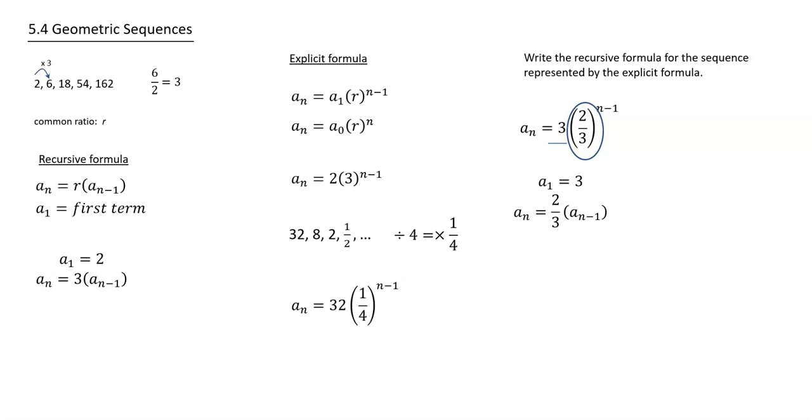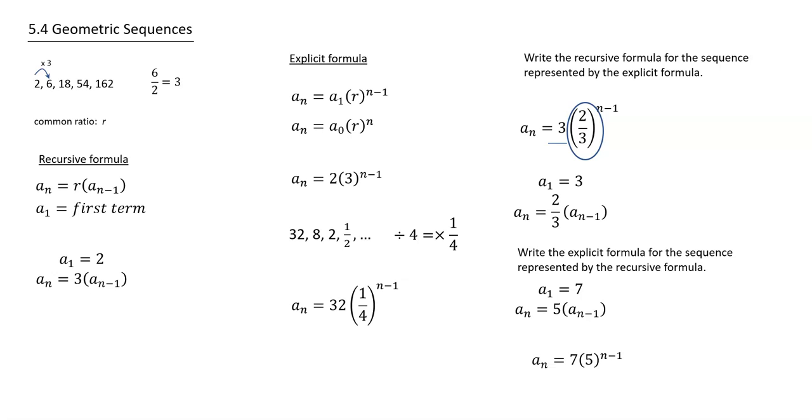And then we want to be able to go the other way. If we have a recursive formula, we want to be able to write the explicit formula. So the explicit formula starts with the first term. Well, we've identified the first term as 7, and then times the common ratio. The common ratio is what we're multiplying by. That's the 5. So the explicit formula would be a sub n equals 7 times 5 to the n minus 1 power.